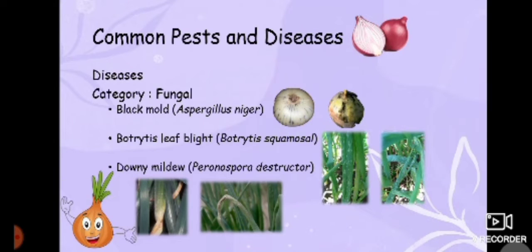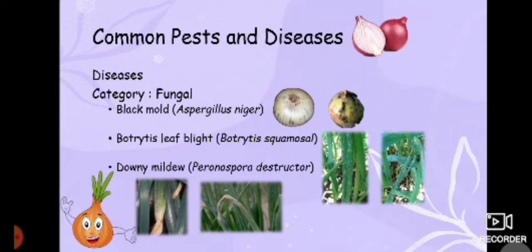Next are the common pests and diseases. Diseases. The category of these are fungal. First is the black mold or Aspergillus niger. The symptoms of this are post-harvest black discoloration at the neck, lesions on the outer scale, black streaks under the outer dry scales, the entire surface of the bulb turning black, and shriveling.